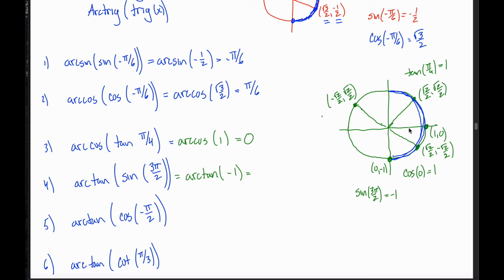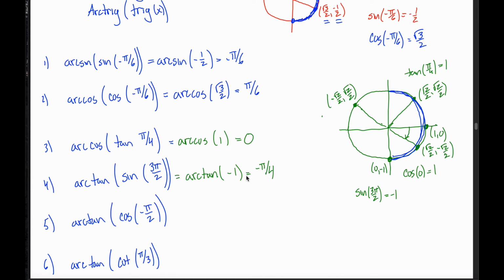And yes, you can refer to this point as 7 pi over 4, but you don't want to, because 7 pi over 4 wouldn't be in our restricted region. We have to refer to this as negative pi over 4. What I'm saying is the arctangent of negative 1 is negative pi over 4. Sometimes these answers are easier to check than they are to come up with.